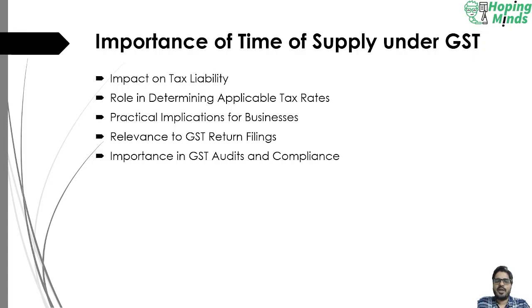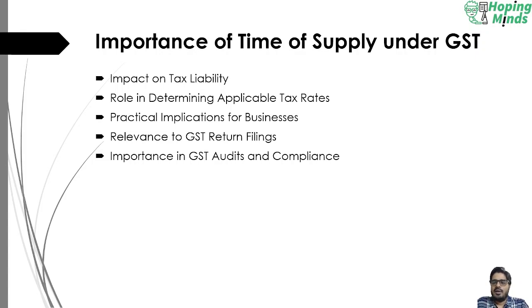So why is it important? It impacts the tax liability. Time of supply identifies when GST becomes payable, ensuring taxes are calculated and remitted within the deadlines. It prevents penalties and provides clarity in fulfilling the tax obligation of the taxpayer. Then it has roles in determining the applicable tax rates. So it determines which tax rate applies during the rate change, ensures consistency and avoids any disputes.